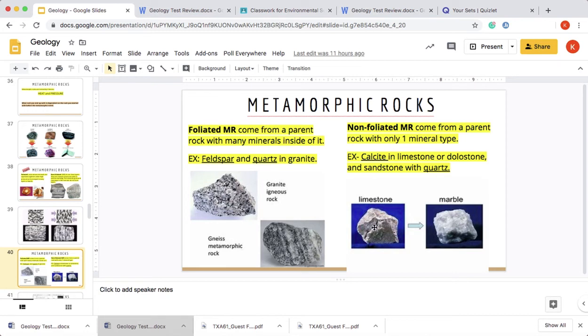So limestone has 1 mineral, calcite, and when it goes through heat and pressure, it turns into marble. And marble does not have any foliation or any banding or lines in it. It's just 1 mineral because it has 1 type of colored mineral in it. It's not like white and black minerals or many minerals inside the rock that make these really pretty lines. So those are the 2 characteristics. One, foliated has lines, non-foliated does not. Foliated has 2 or more minerals, non-foliated only has 1 mineral. And those are the 2 things that you'll describe. Okay, moving forward.